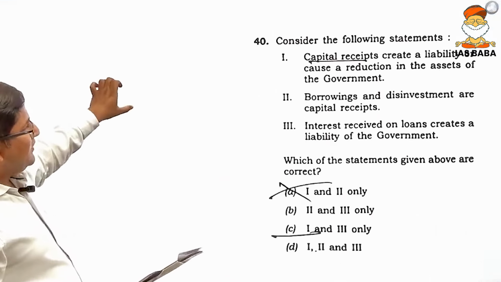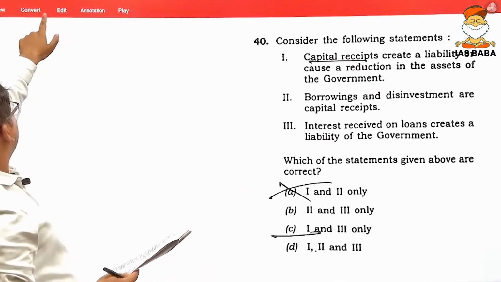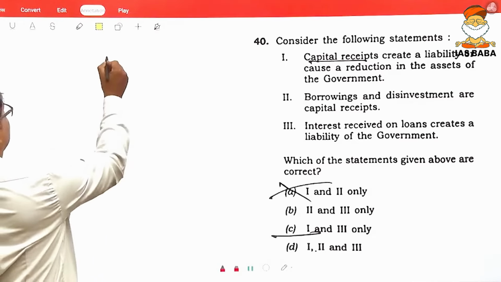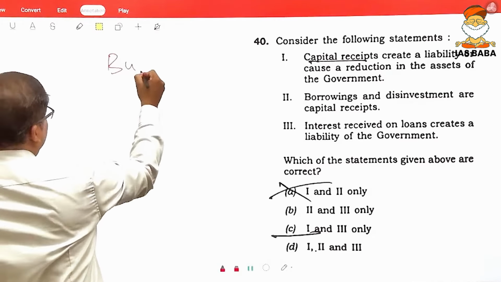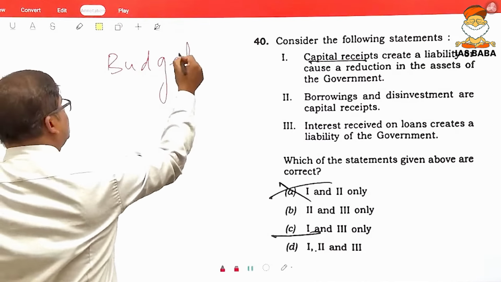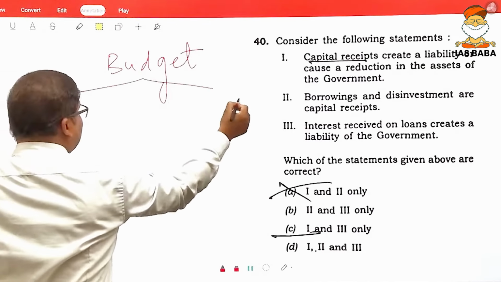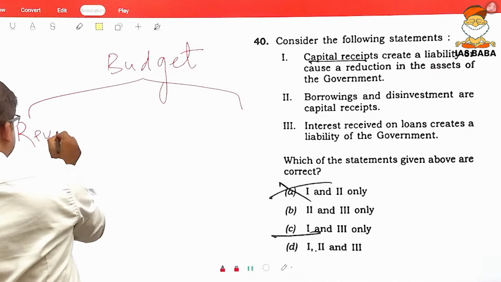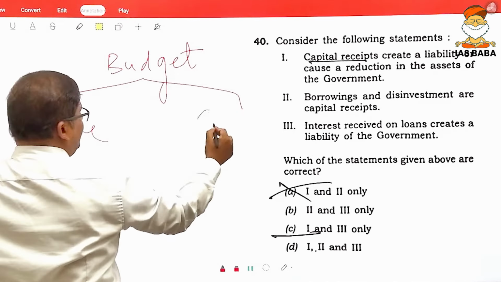See, this question was from the budget. This year UPSC asked very good questions from the budget. While reading the budget, I was also telling in the class that there are 2 components of the budget. One is the revenue component and one is the capital component.